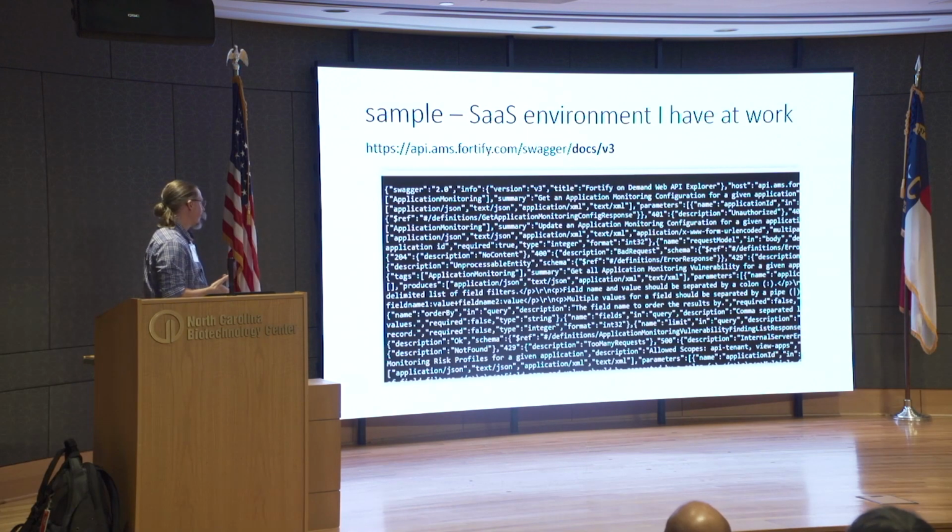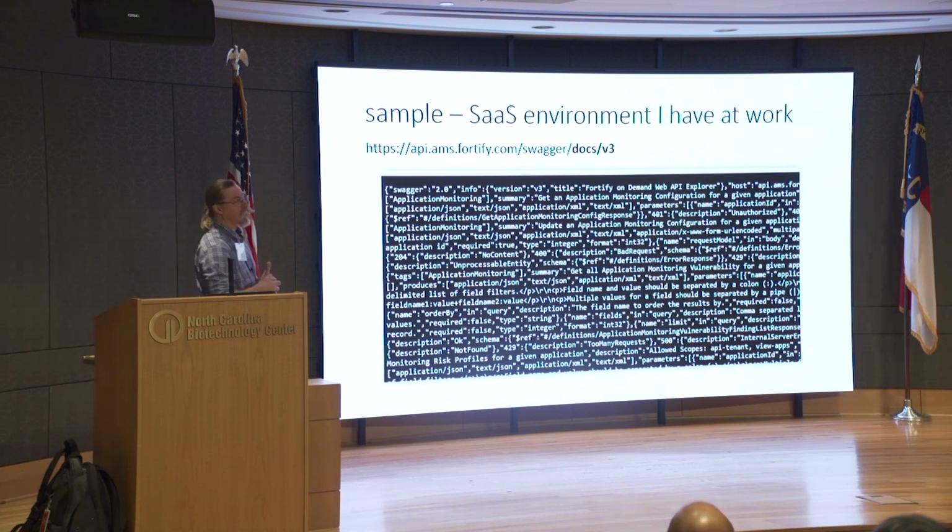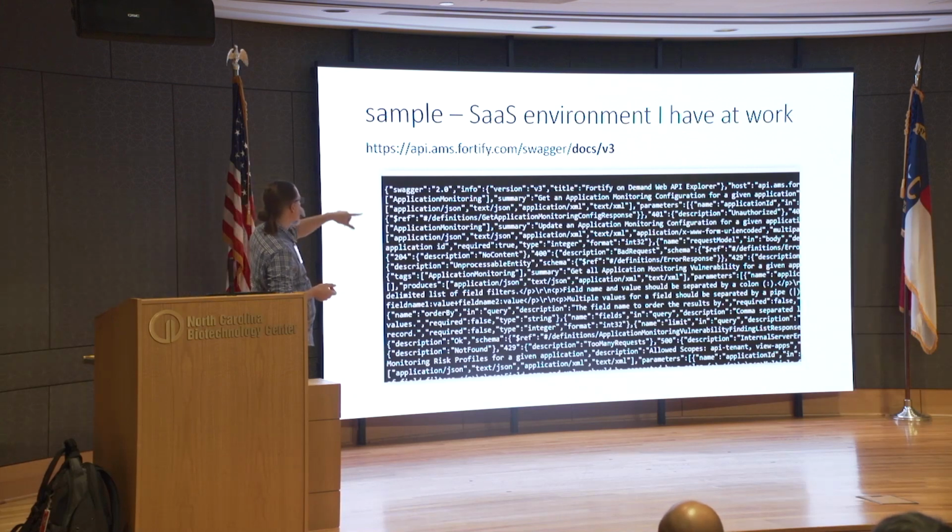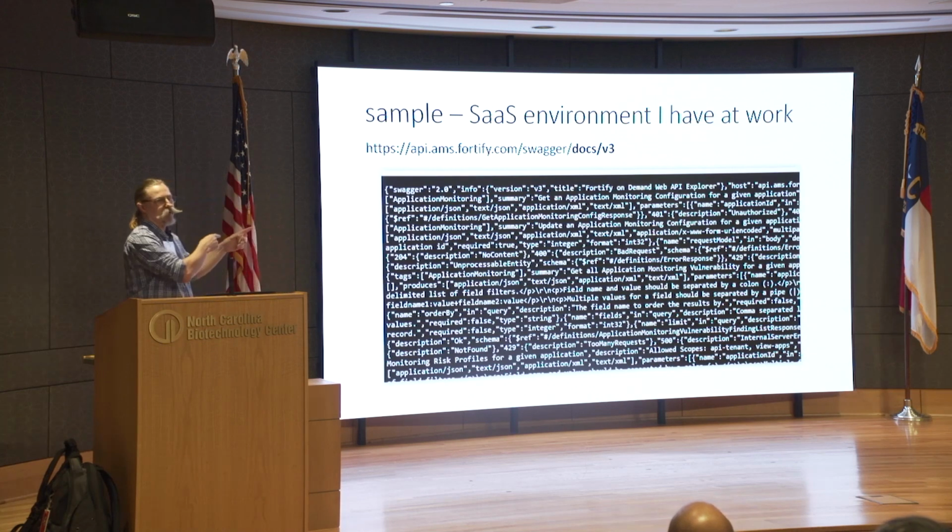This is what a JSON file looks like. Rather hideous. This is in a browser. In this case, it's a SaaS environment that I have at work. If I log in, I can go and look at the JSON file raw. This is what the computers read. I can't read this. This makes no sense to me.